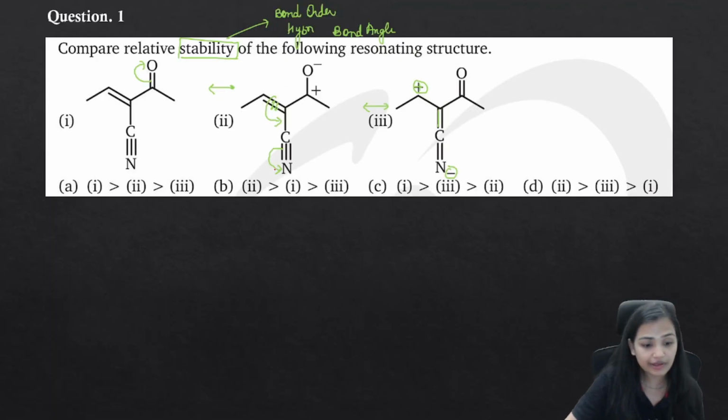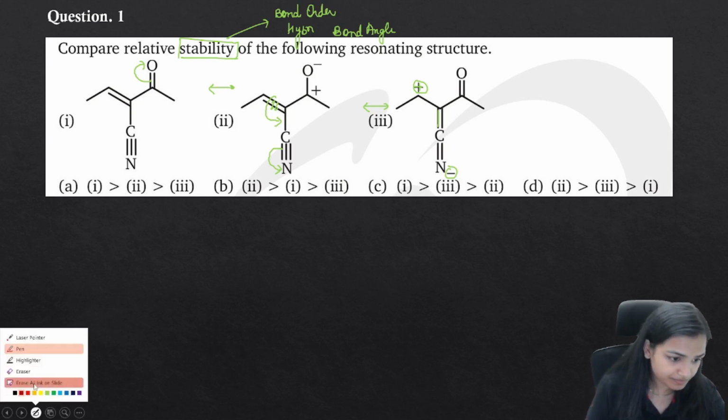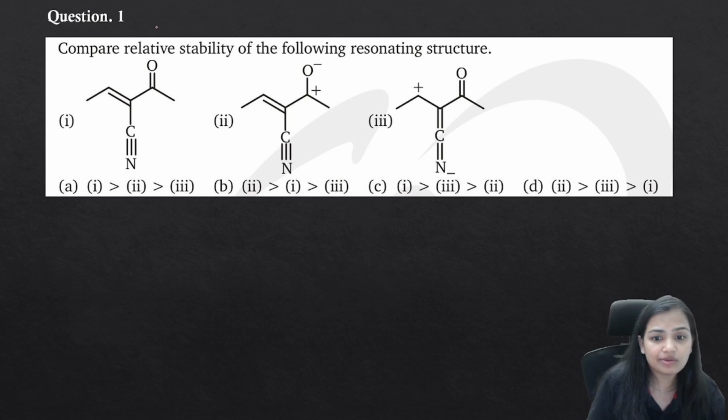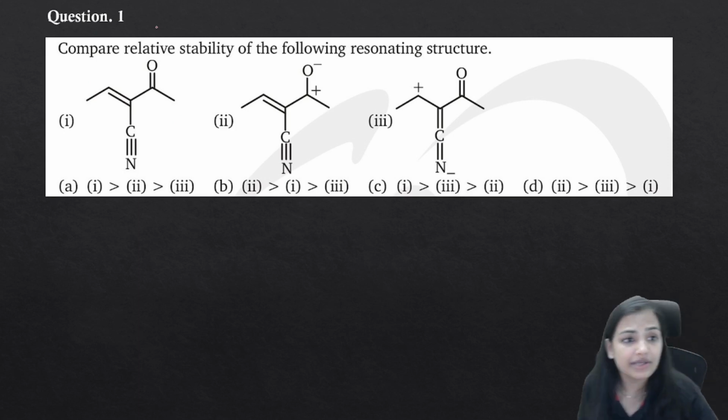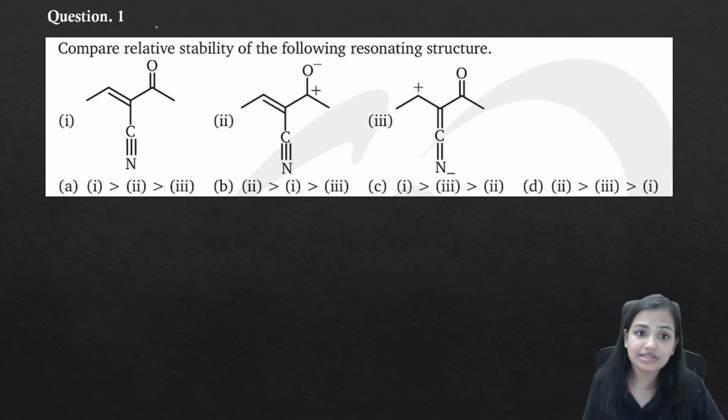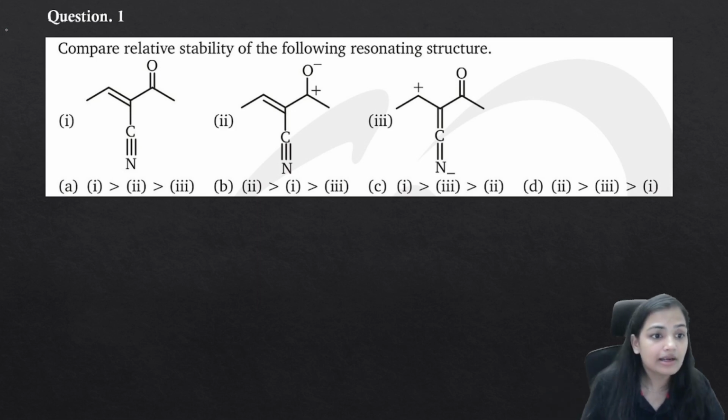So for today, our whole focus is on determining the resonance stability. Now, this is question number one that I want you to do, guys. Do let me know what would be the order for the resonance stability among all the three resonating structures. If you see this, our first point says neutral with a complete octet.